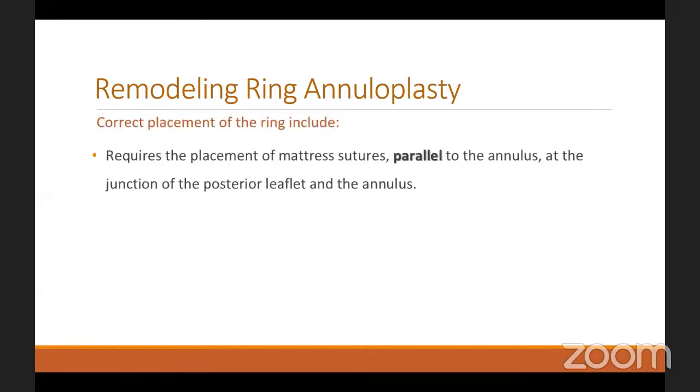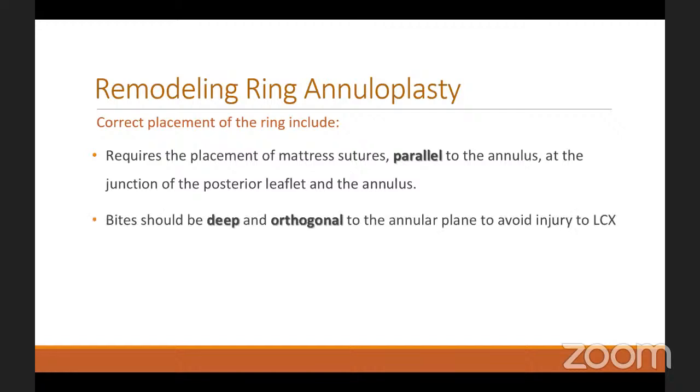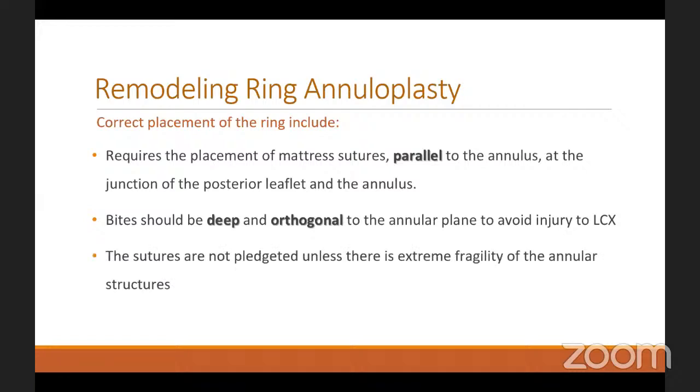So how do you know that you have placed a correct ring? The suture should be parallel to the annulus at the junction of the posterior leaflet and the annulus. It should be deep and orthogonal to avoid injury to the LCX. And the sutures are not buttressed unless there is extreme fragility of the annulus structures.